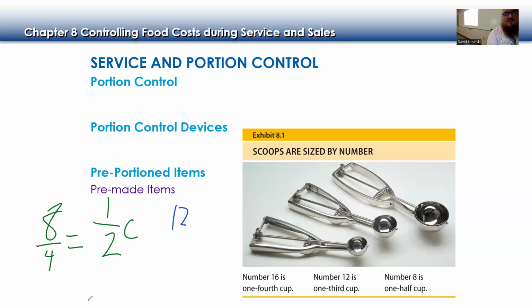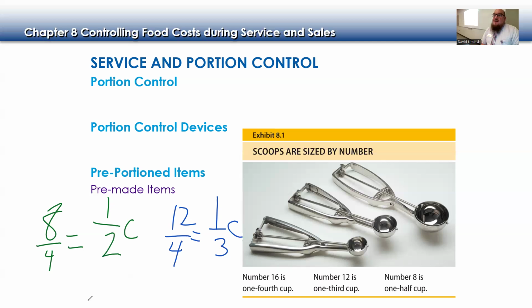And so 12 divided by 4 is 3, and add the 1 on top. So it's 1/3 cup. So if I say, hey, I need a 1/3 cup scoop, that's the number 12 scoop.